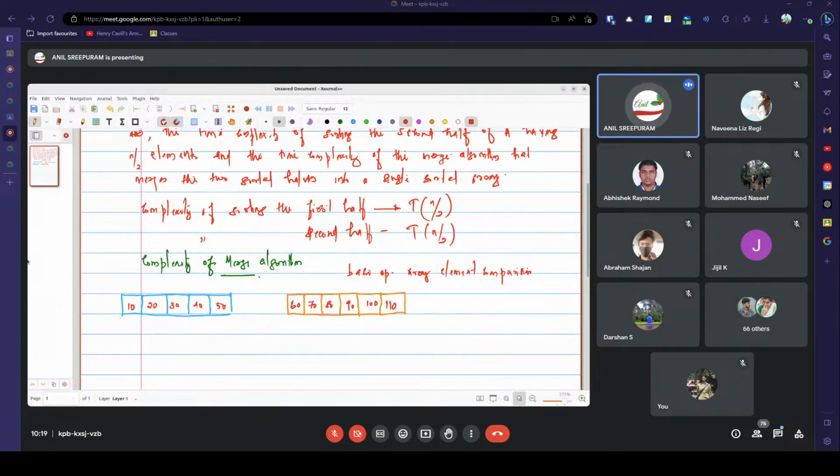So assume this has m elements and this has n elements. Then the least possible number of comparisons, there is no way to get fewer than this. Minimum these many, 5 comparisons, are required in this case to merge this one.